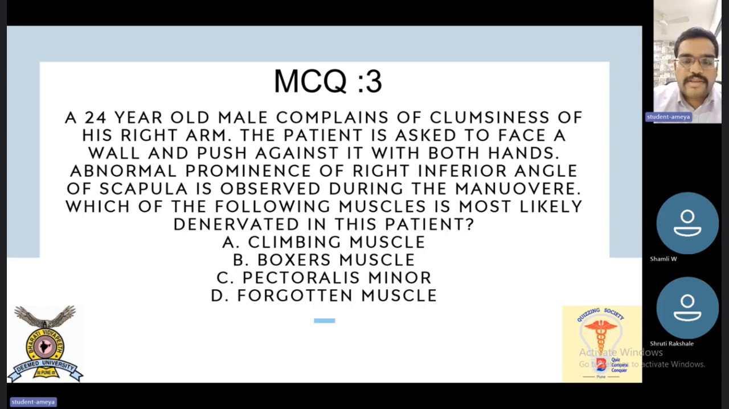Abnormal prominence of the right inferior angle of the scapula. So abnormal prominence of the inferior angle of the scapula suggests again winging of scapula. There is a prominent medial border of the scapula, and therefore the condition is winging of scapula, injury to the long thoracic nerve, nerve of Bell, nerve to serratus anterior. So which muscle will be involved? Serratus anterior. Serratus anterior is also called the boxer's muscle. So the answer to this question is B, boxer's muscle.